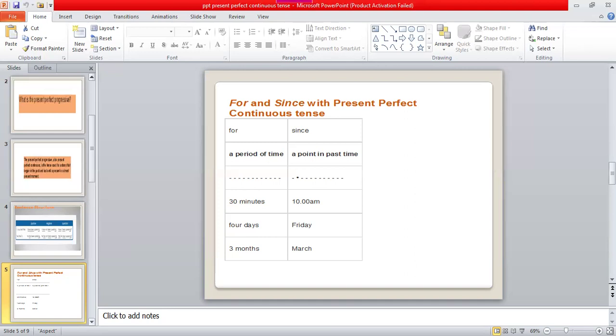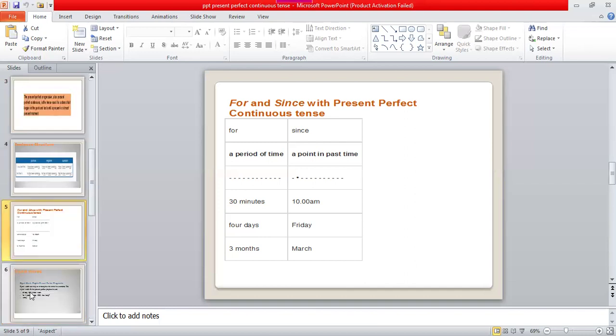Now let us discuss where we have to use for. For is always used with a period of time. What do we mean by period of time? Like 30 minutes, 4 days, 3 months. Since is used with a point of time in the past, a fixed time like 10 a.m., Friday, March, name of the month, name of the day, or some particular time. So in this way, you can differentiate between the usage of for and since.